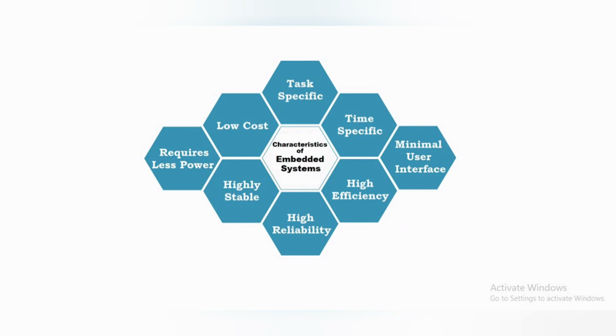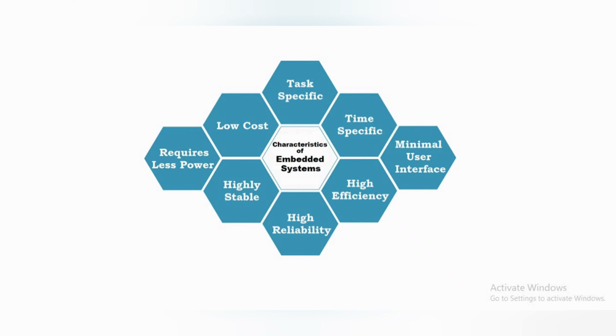You know that n numbers of embedded systems are designed, and some of them require a power supply. They require a plus 5 volt or plus 12 volt regulated power supply for their operation, and sometimes they require a battery. Embedded systems are available both without battery and with battery, so they require less power. That means power consumption should be less. These are the embedded system characteristics we are going to discuss here.